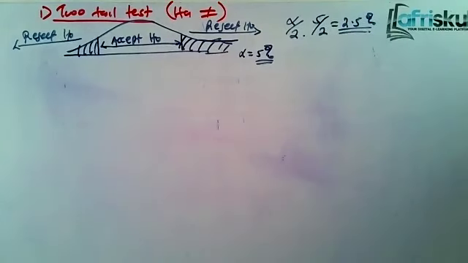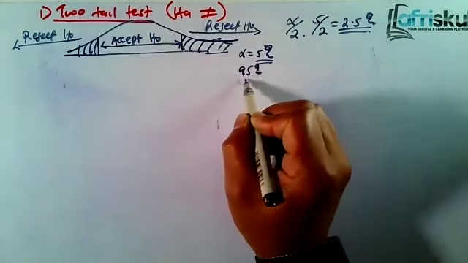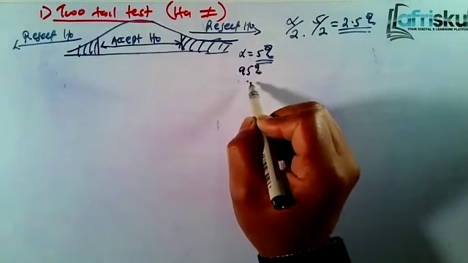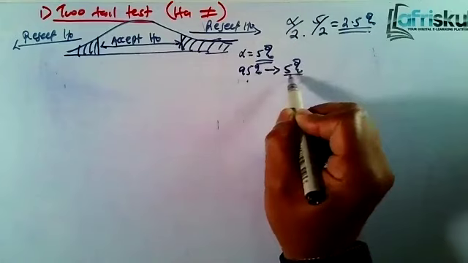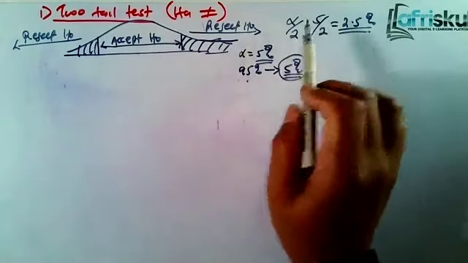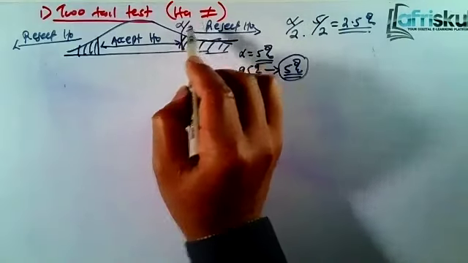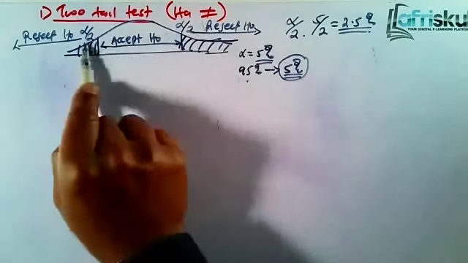Or if you're told that the confidence level is 95%, that means its significance level is the remaining part, which is 5%. Now this 5%, when getting the alpha here, kama hapo utakuwa unachukua alpha divided by 2, because you are using the two tail test.